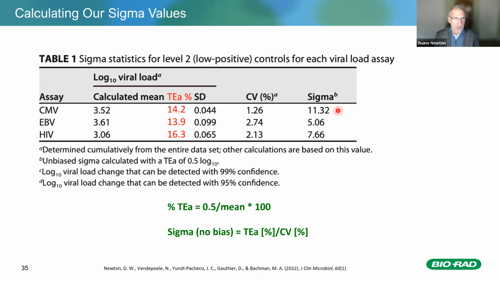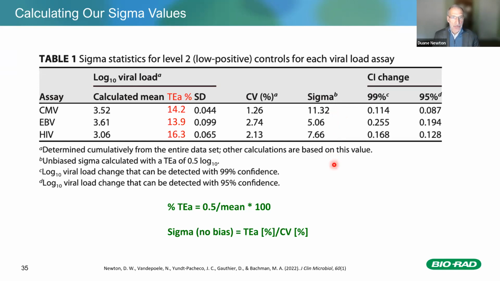So we got for CMV a sigma value of 11, for EBV a sigma value of a little over 5, and for HIV a sigma value over 0.7. So remembering that I said 6 is world-class performance, 2 of the assays were well above that, and 1 of the assays was slightly below that.